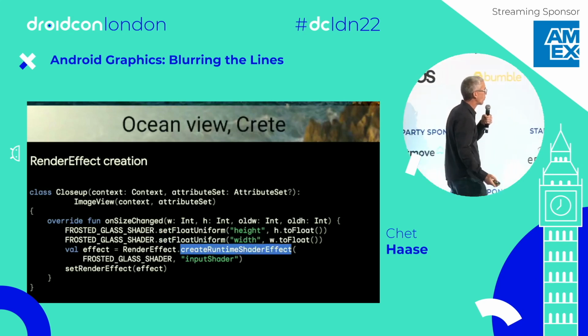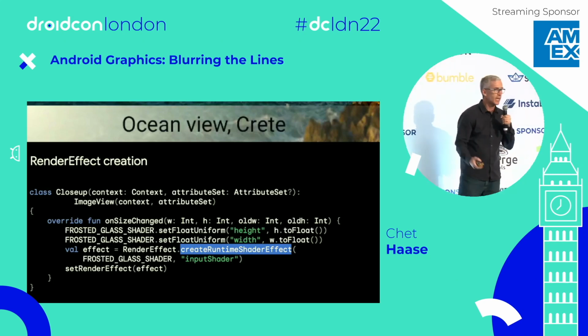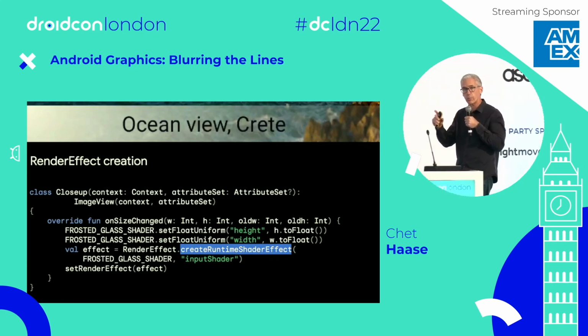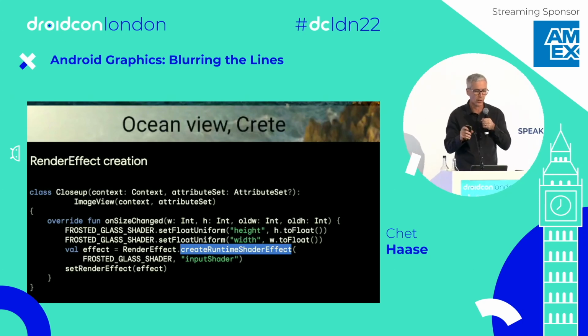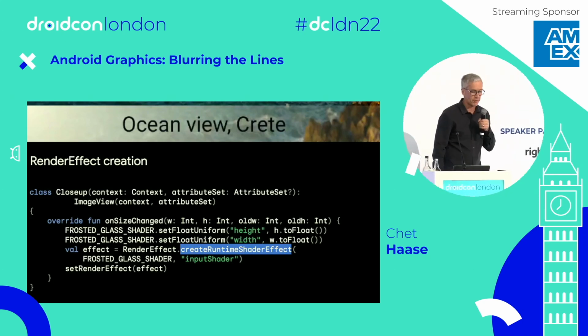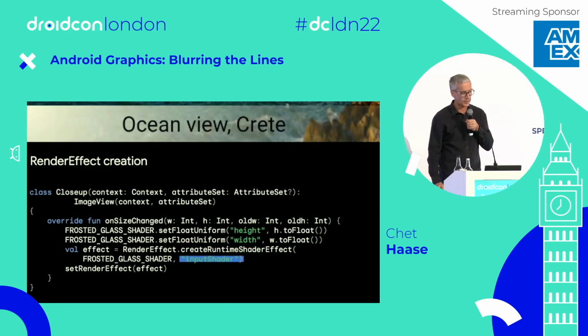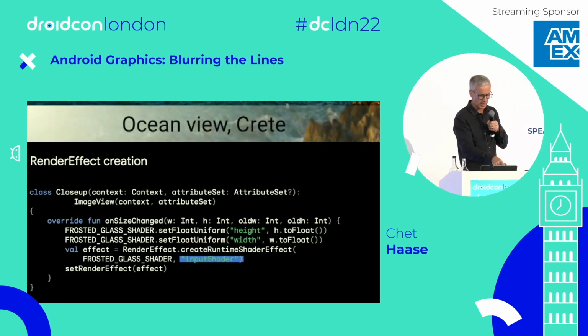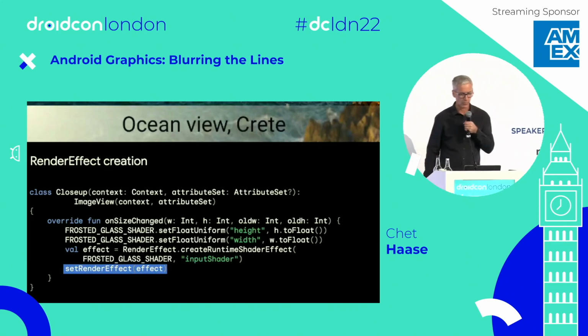And then we're going to create the runtime shader effect and pass in the name input shader, which is the uniform or the variable that's going to hold the input color. And that's information that the shader needs to know. And then we're going to set the render effect on the view itself. I think this is an override inside the image view that I was talking about before.